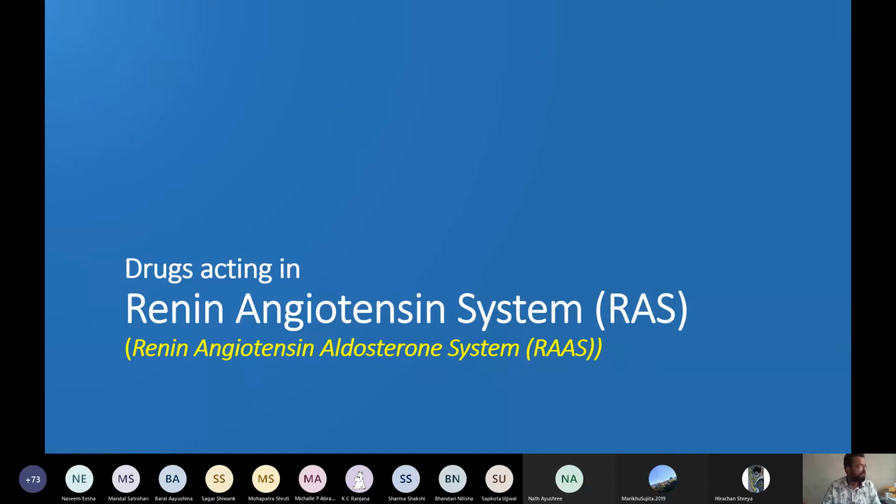Renin angiotensin system is basically a kidney related system. Renin is an enzyme that is produced in the kidneys. Okay, so we are talking about hypertension. What is the relation between kidneys and hypertension? Anybody knows that? Is there anybody who can answer me that?